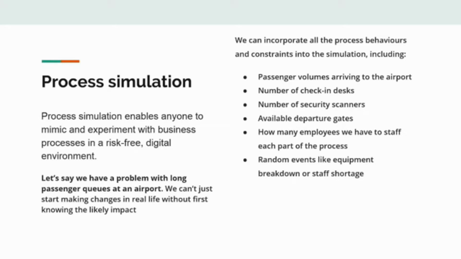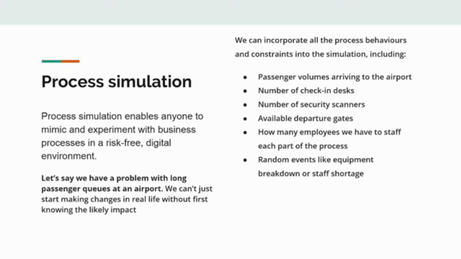After we apply this, I can tell you, you should be able to determine how many users is enough, how many users is not enough, and the like. Let's say we have a problem with long passenger queues at the airport. We can't just guess, knowing the likely impact. What does it mean? This is what we are trying to prove.